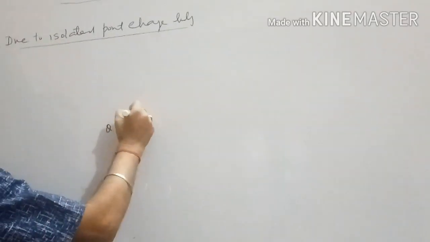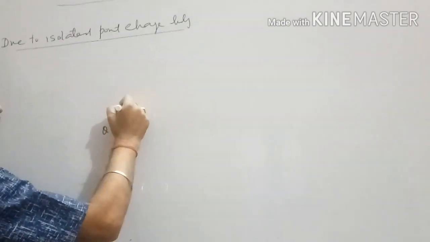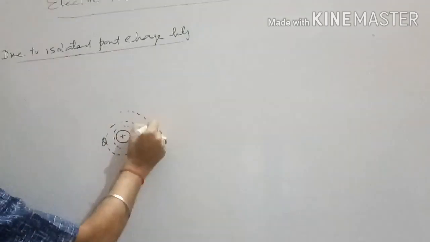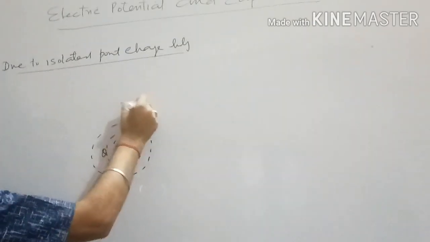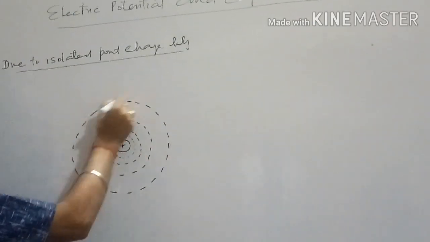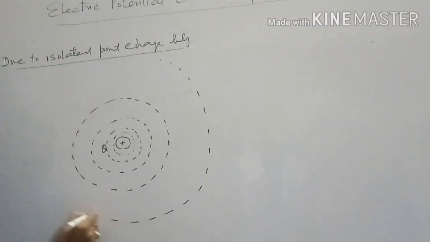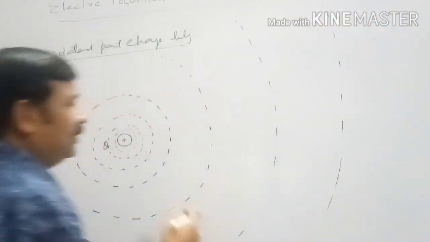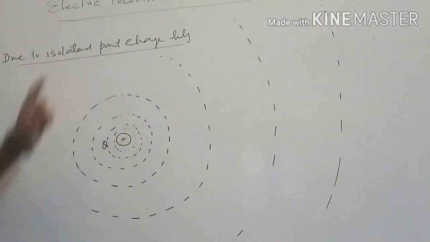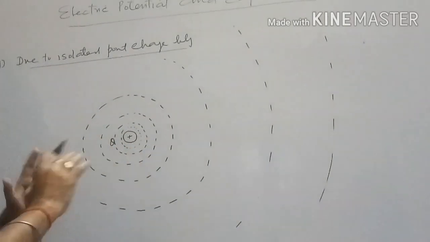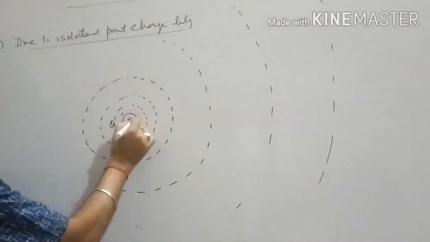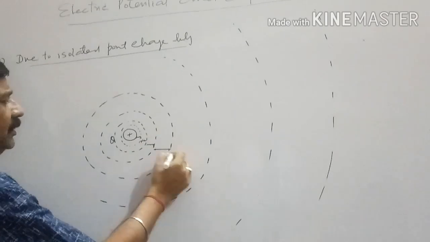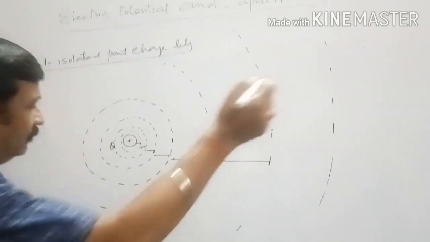In this case, equipotential surfaces will be concentric spheres of increasing separation. Separation between the spheres keeps on increasing. These are the equipotential surfaces. All the spheres have the same center, but separation keeps on increasing. This separation is less than this one, it is more than this one, it is more than the next one, and so on.